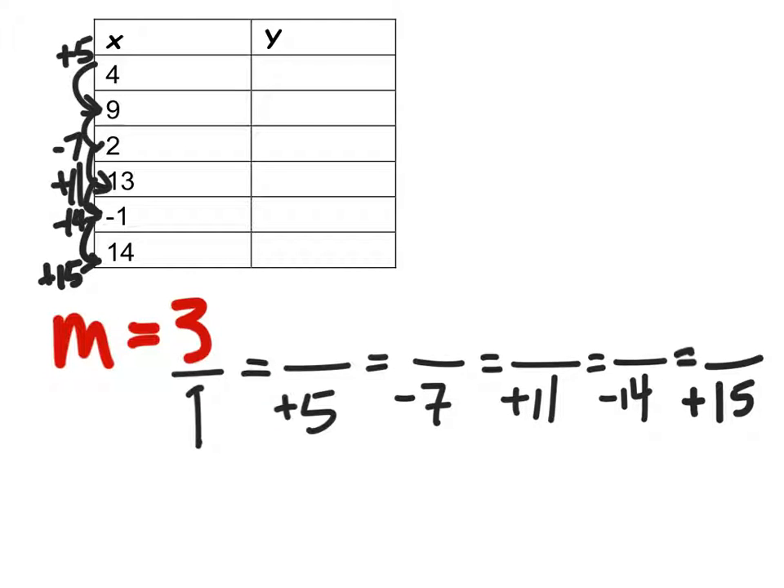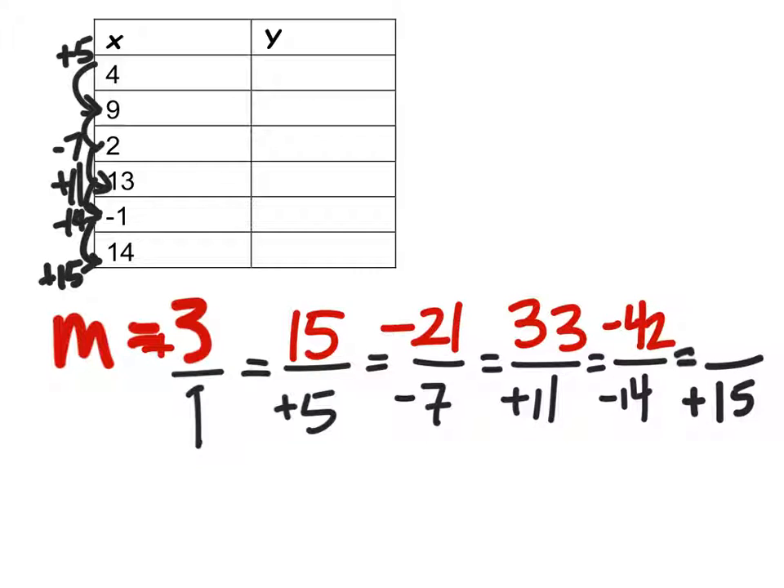So all we're going to do is solve these. These all need to equal 3 when they're simplified. So 15 over 5 would be 3 over 1. Negative 21 over negative 7 would be, again, a positive 3 here. So this is a 33. And negative 14, that'd be negative 42. And 15, that would be 45. So these are just the changes. These values don't go inside the table, but rather they're the changes of the values inside the table.